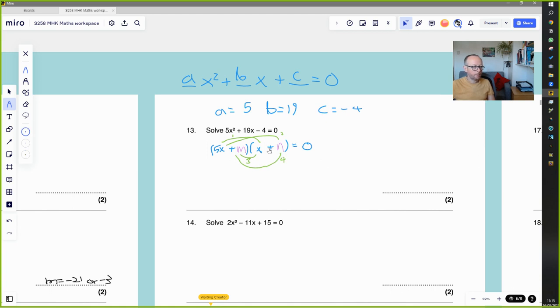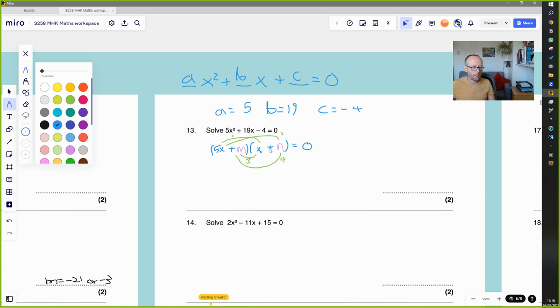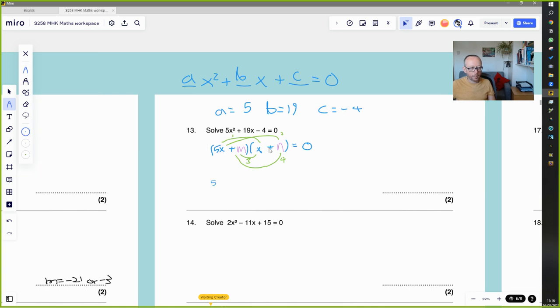So let's do that. So the first term, 5x times x, is 5x squared. That looks good so far. That's what we've got up there. The second term, 5x times n, I'm going to write the n first. n times, okay, let's write 5n times x, okay? And the third term is m times x. And the fourth term is m times n.